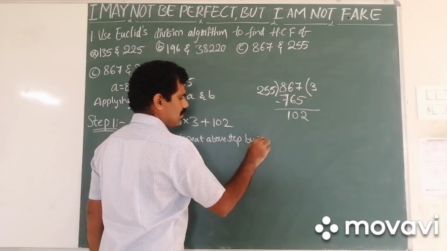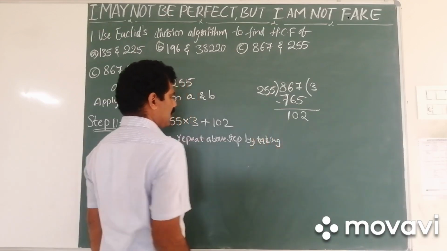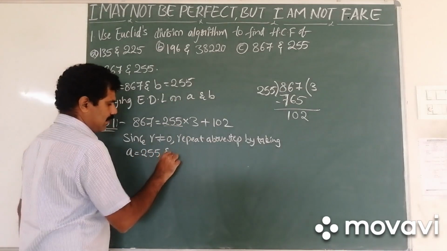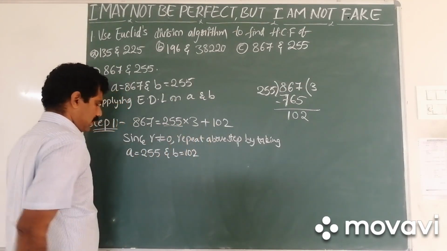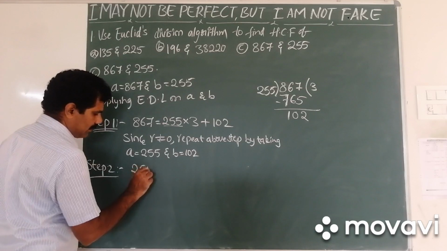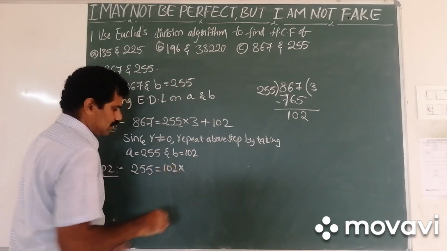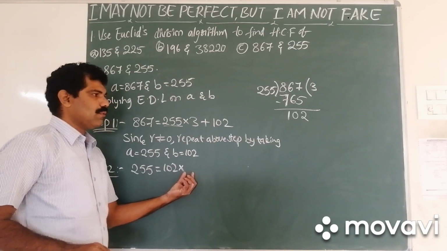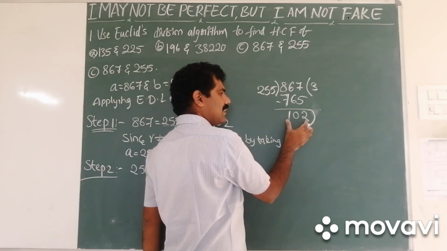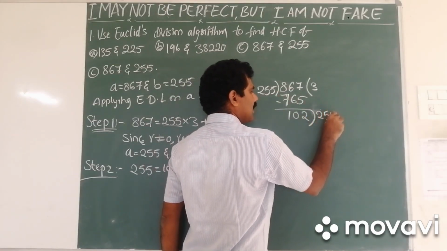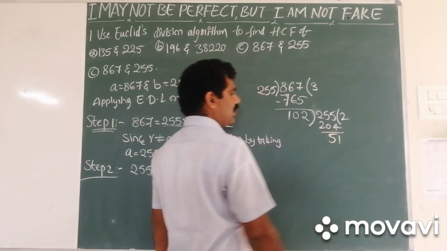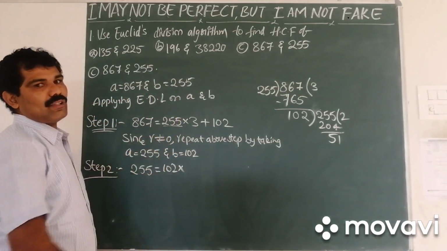by taking A equal to 255 and B equal to 102. Okay, so how to write step 2 then? Step 2 is 255 can be written as 102 into how many times? 102 into the Q value. Since R is not equal to 0, we have to go for another step, that is taking the remainder as divisor and the divisor as dividend. So how many times? 2 times. So you will be getting 204 and the remainder is 51. So again the remainder is not equal to 0.